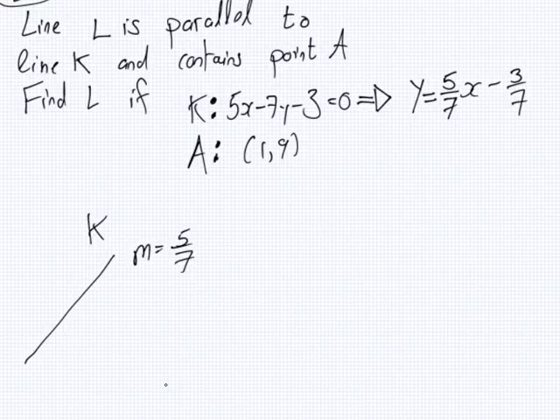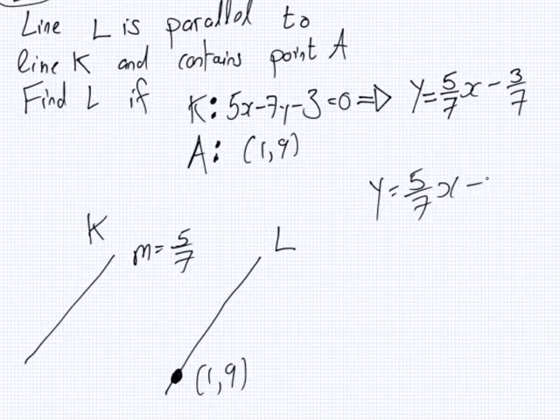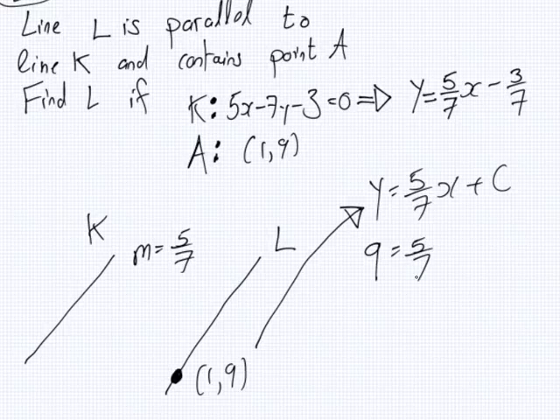You have another line L which is parallel and it has the point A which is (1, 9). So what's the slope of L? Same as K. So you have y equals 5 over 7x plus c, and hopefully you remember from yesterday, how can I find the c? You just substitute in this point. So we have 9 equals 5 over 7 plus c.